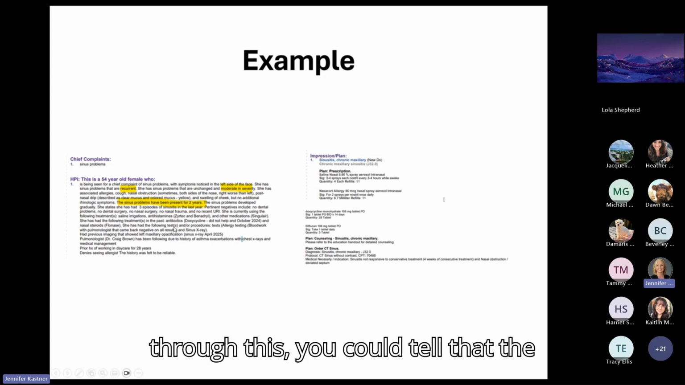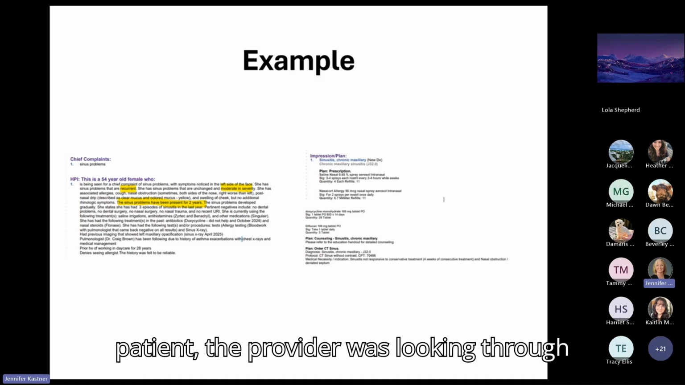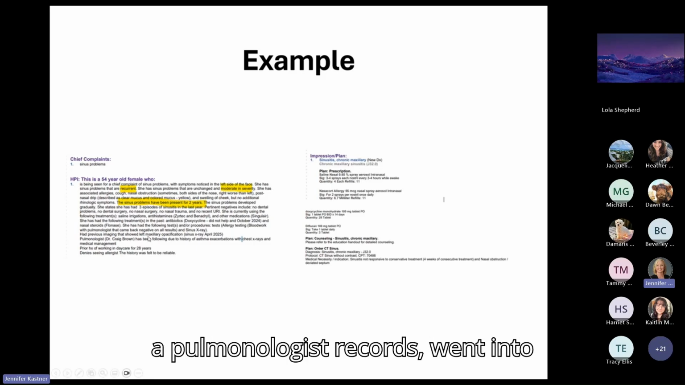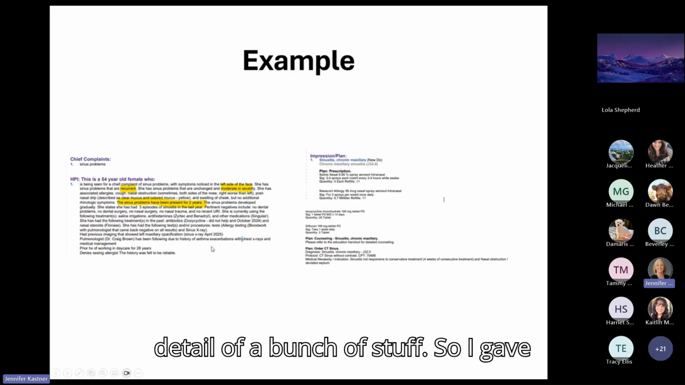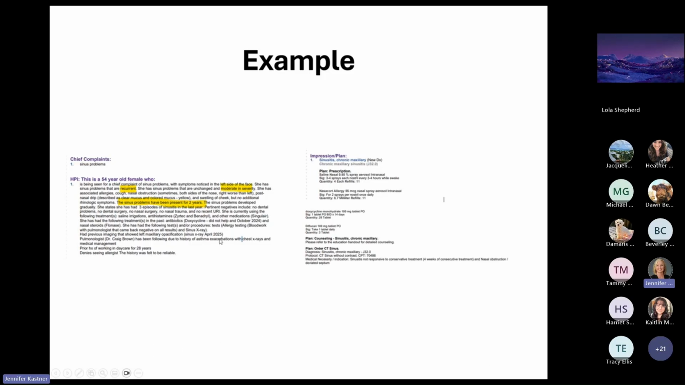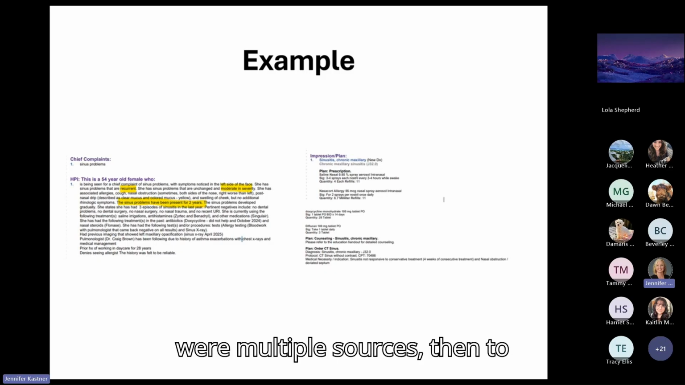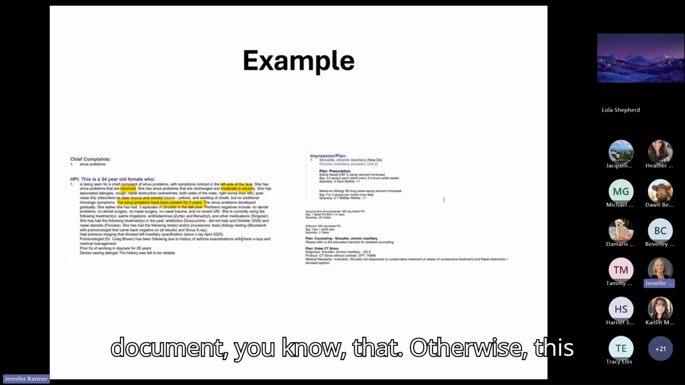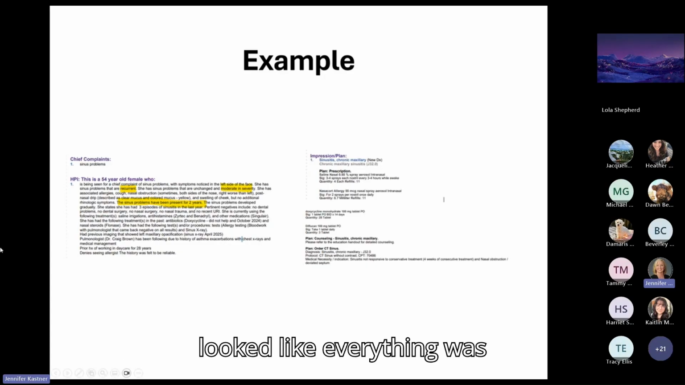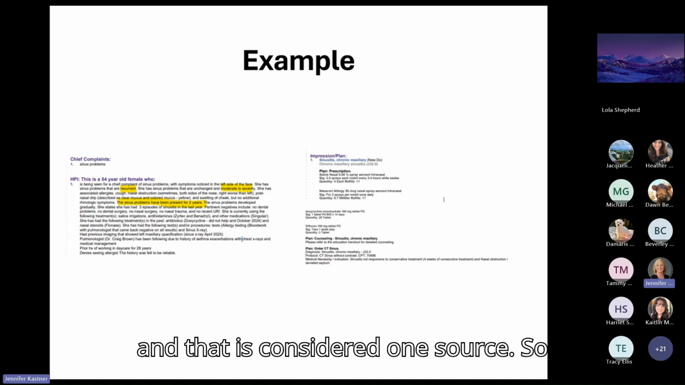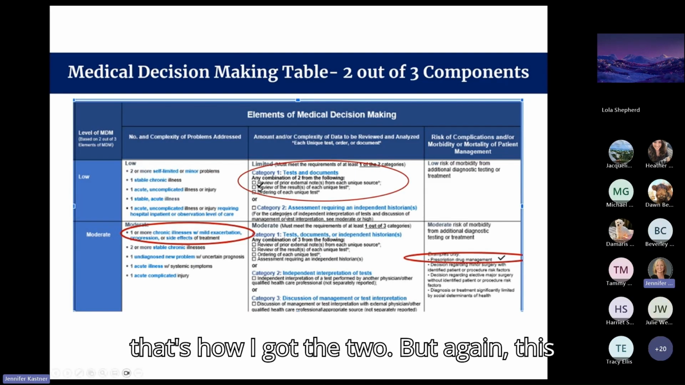When you look through this, you could tell that the provider was looking through a pulmonologist's records, went into detail of a bunch of stuff. So I gave credit for one unique source. That's why it's important, if there were multiple sources, to document that. Otherwise, this looked like everything was from that record of service, and that is considered one source. So that's how I got the 2.